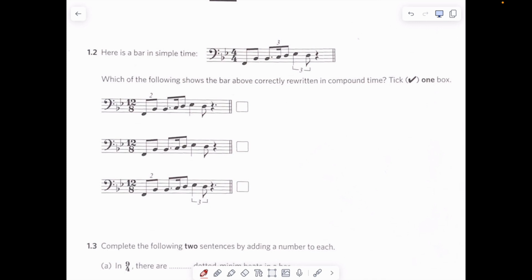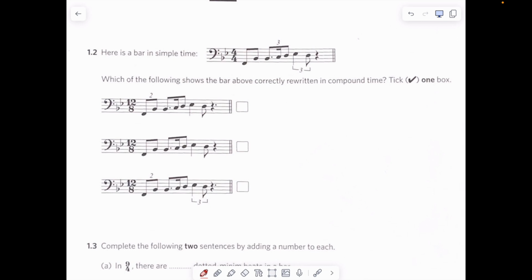We're going to start with question 1.2. Question 1.2 is still about rhythm. All of question 1 is about rhythm. Question 1.2 is always the same type of question, where they ask you to change a rhythm from simple time to compound time or vice versa.